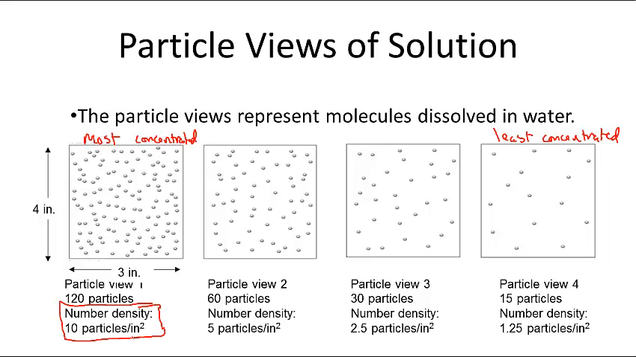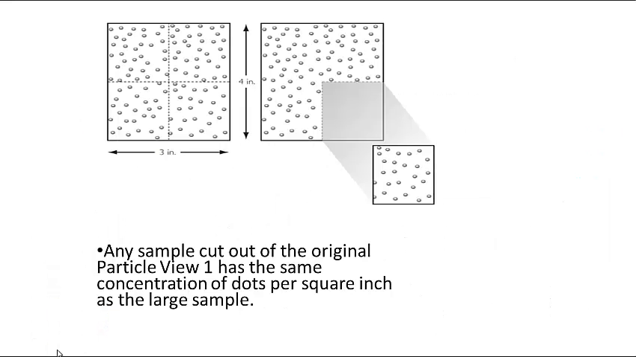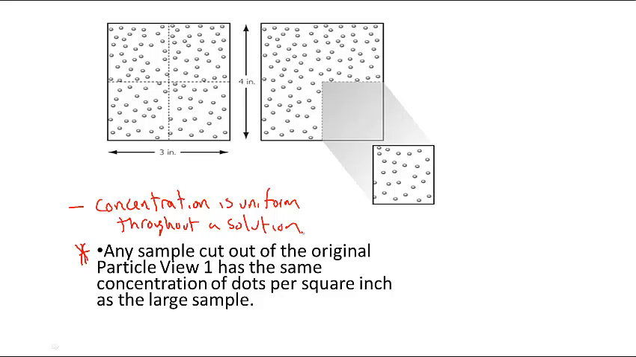Now what I do want you to copy down in your notes is this idea that any sample cut out of the original particle view has the same concentration of dots per square inch as the large sample. So the key idea is concentration is uniform throughout a solution. So what does that mean? Well, if I cut this into quarters, I have the same number of dots per square inch in each of the 4 quarters. If I counted this out, I would see that it's about the same in each one.